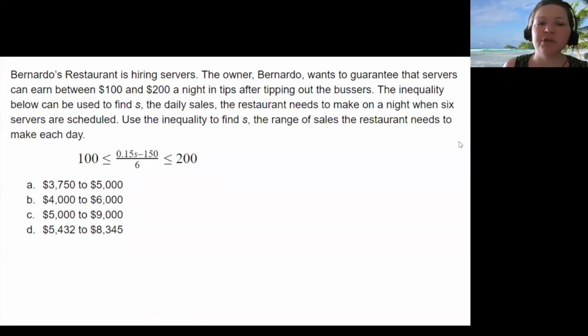The inequality below can be used to find S, the daily sales the restaurant needs to make on a night when 6 servers are scheduled. Use the inequality to find S, the range of sales the restaurant needs to make each day.